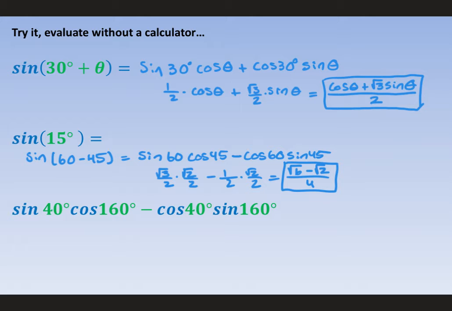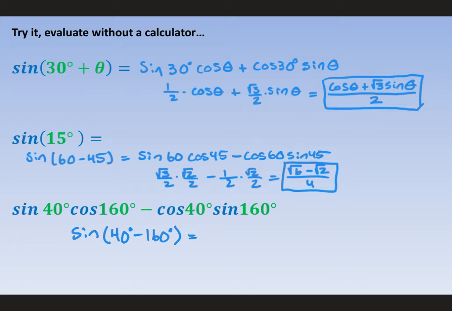So the way the pattern works is if it's sine something, cosine something, minus cosine something, sine something, it contracts down to be the first thing minus the second thing. Remember, because it matches the sign. So we're going to contract this down, and we're going to change it to be the sine of the first thing, 40, minus the second thing, 160. Well, let's see what that is.